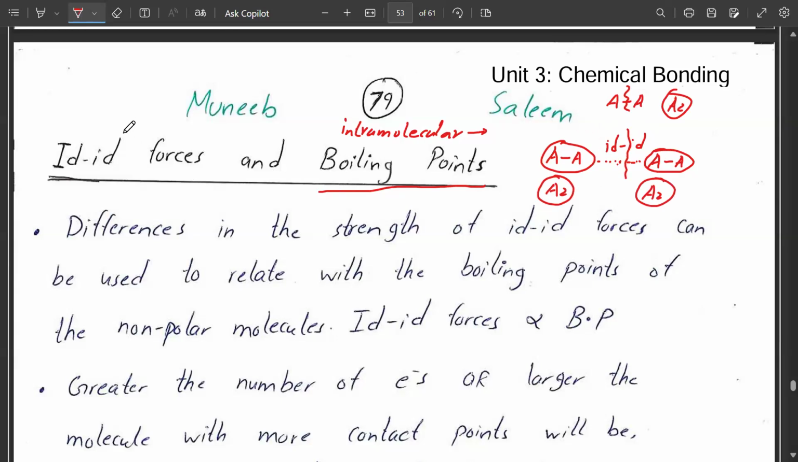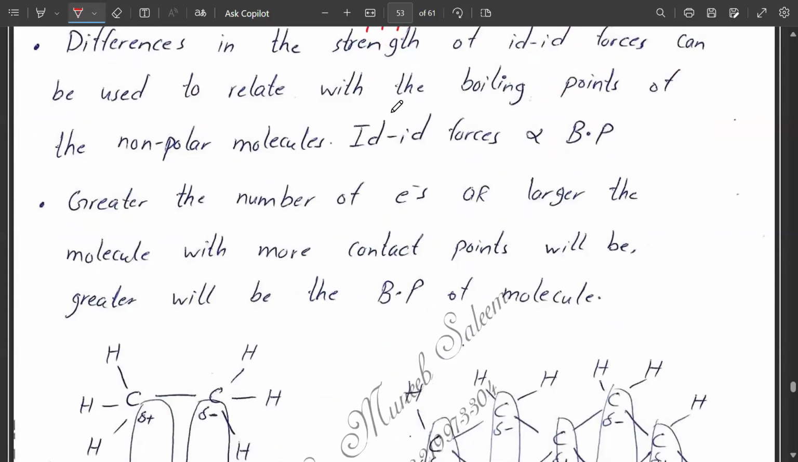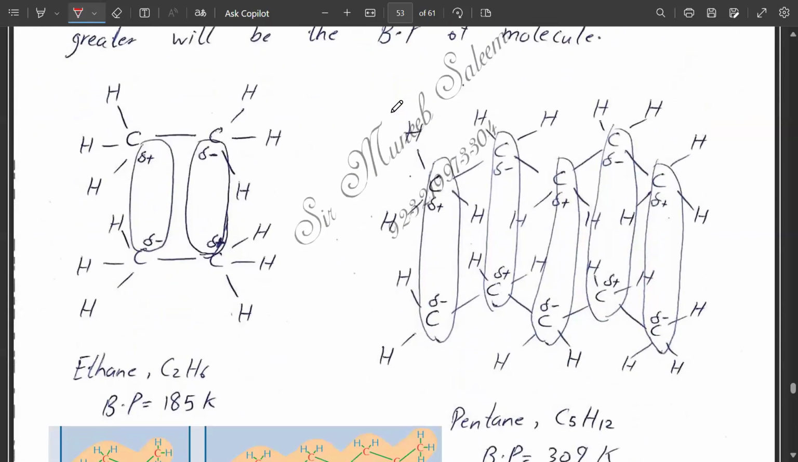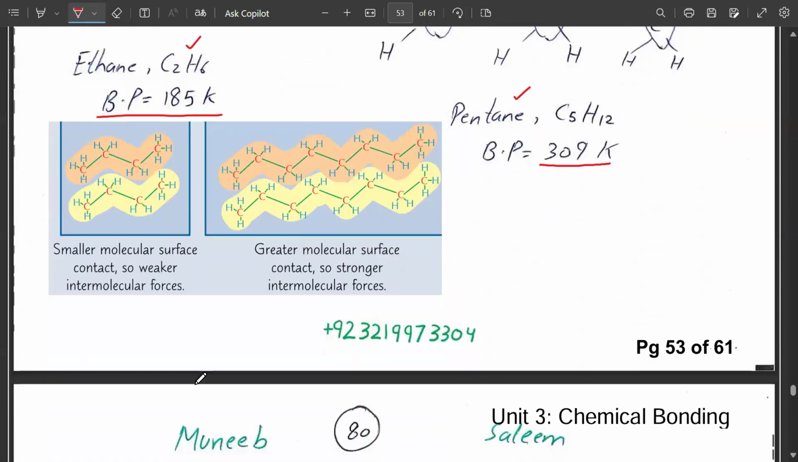So if the IDD forces are stronger, it would mean that it would require a higher temperature to boil that molecule or a higher temperature to melt that molecule. So both the boiling point and melting point depend upon the strength of the IDD forces. Let's suppose we have an ethane molecule and the other one is pentane. Ethane is a smaller molecule and pentane is a larger molecule, which means there will be greater IDD forces in pentane as compared to ethane. That's why the boiling point of pentane is greater than the boiling point of ethane. So this is the difference between them.